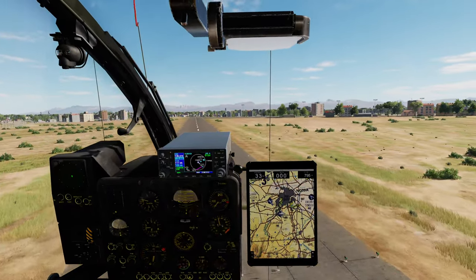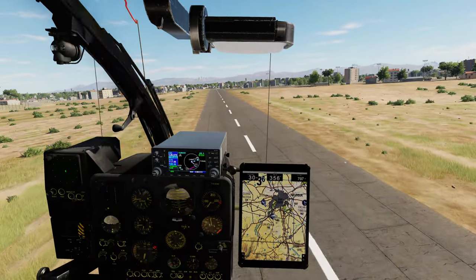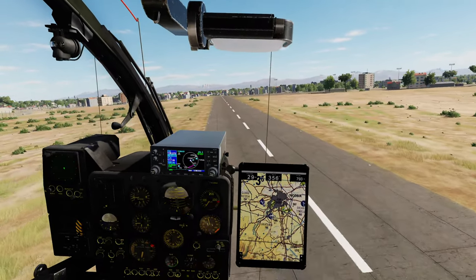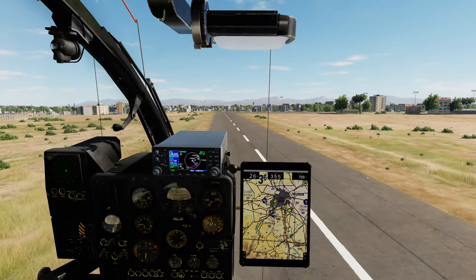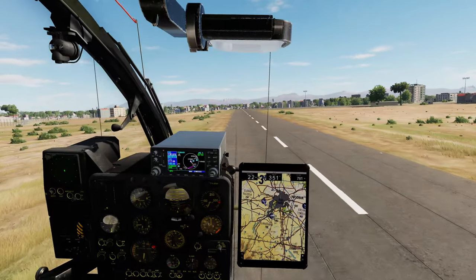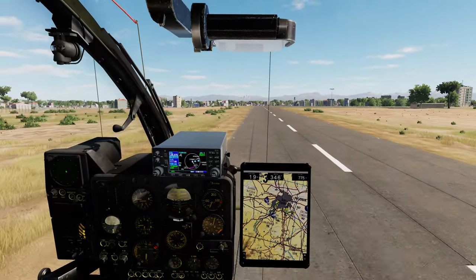Okie dokie. So going down the runway now, let's see if I can maintain it going down the runway. Not very fast, slowly descending as well. And let's see if by the end of this we can have it picked back up into the hover.